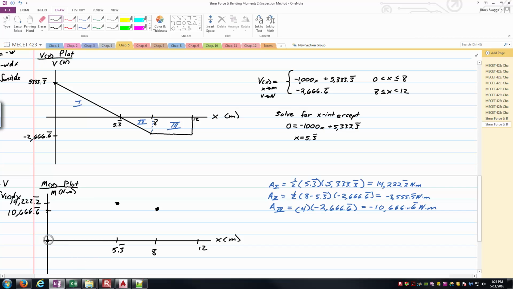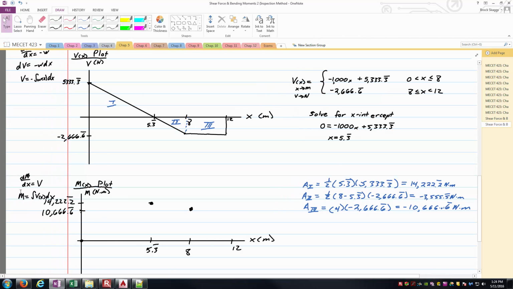You can see my first point at the origin, here's this point at the very top, and a point that's a little lower at x equals 8. And how do we connect all these? Well, this is where it helps to remember the mathematical relationships here as far as integration. And so I'm integrating a linear function. There's going to be some squared terms in the result, so it's essentially a parabola.